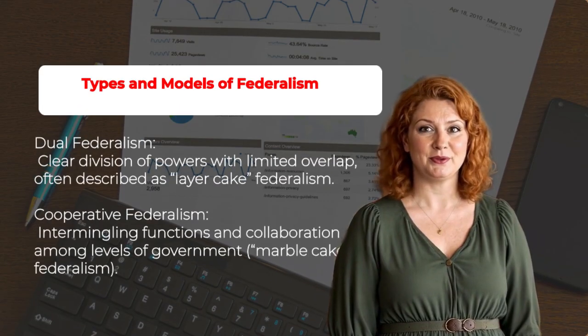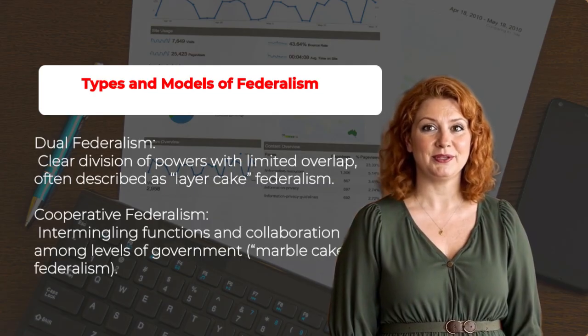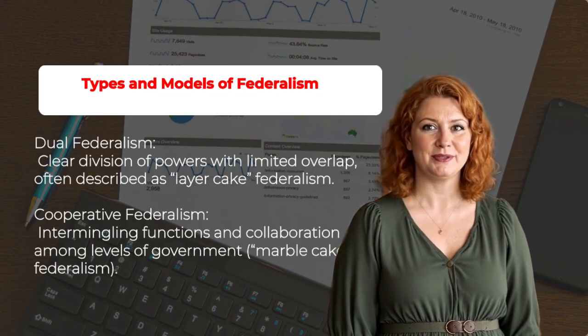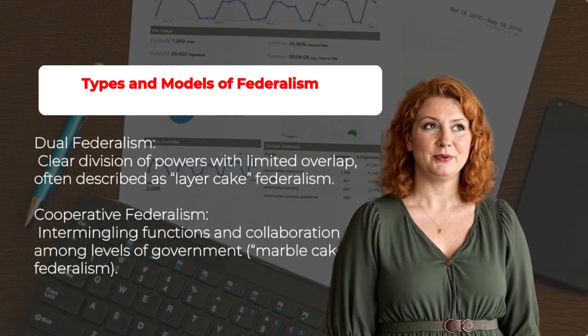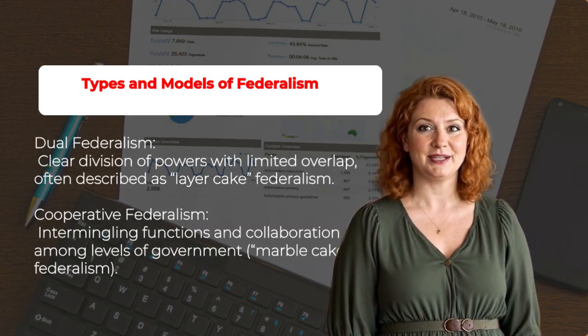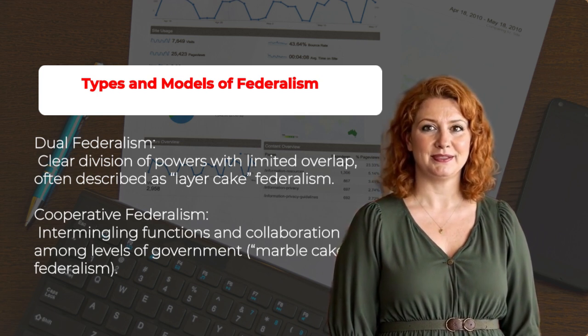Two types and models of federalism. Dual federalism, clear division of powers with limited overlap, often described as layer cake federalism. Cooperative federalism, intermingling functions and collaboration among levels of government, marble cake federalism.